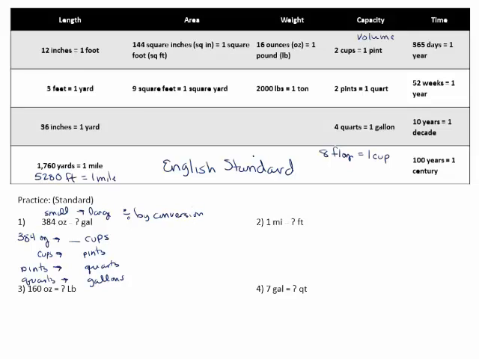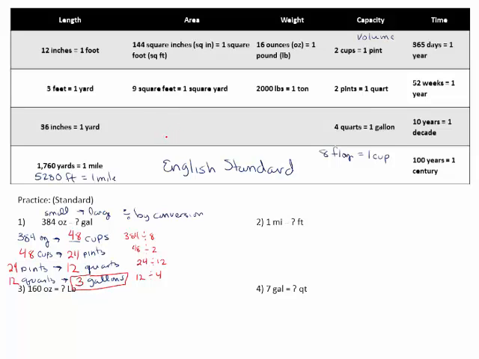Okay, so 384 divided by 8. Okay, so this is going to be 48 cups. Now 48 cups, there are 2 cups in a pint, so I'm going to do 48 divided by 2, and that's going to give me 24 pints. And there are 2 pints in a quart, so I'm going to do 24 divided by 2, and I'm going to get 12 quarts. And there are 4 quarts in a gallon, so I'm going to do 12 divided by 4, and that will give me 3 gallons. So 384 ounces is 3 gallons.